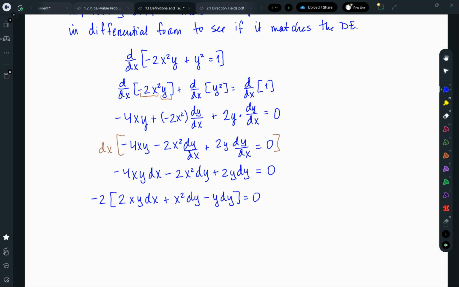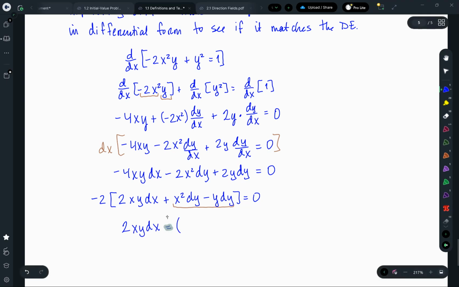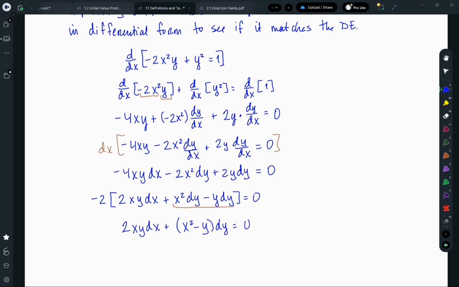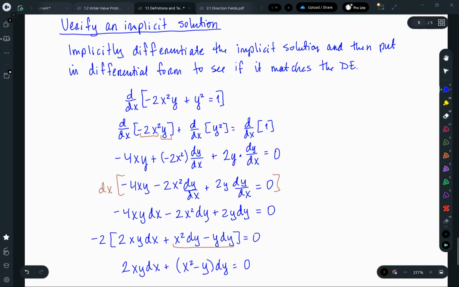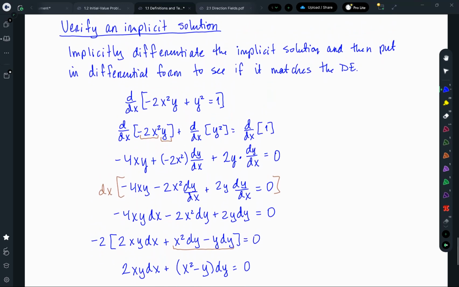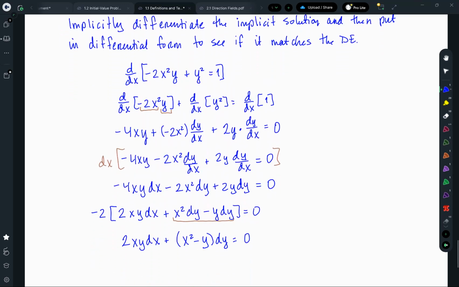So I'm going to do that, and at the same time, I'm going to combine like terms with the x squared dy minus y dy. And so I finally have 2xy dx plus, in parentheses, x squared minus y dy is equal to 0. Now, is that what my differential equation was? It is. It's exactly it. So this is the differential equation.